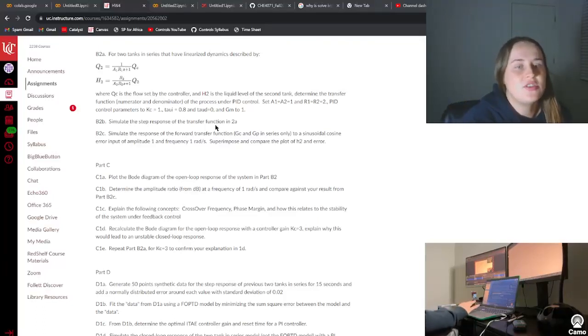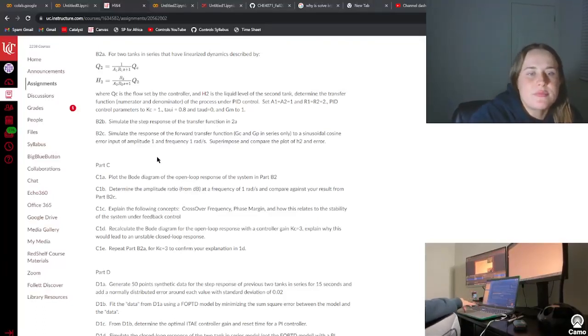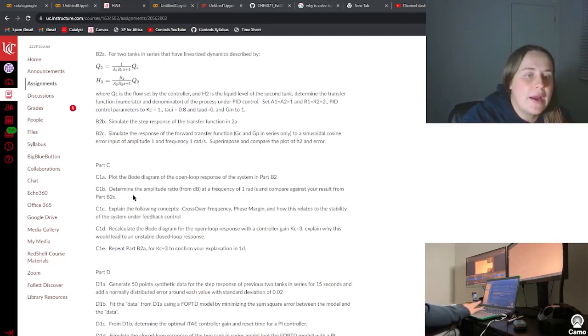Okay, so here we are starting part C. We want to plot our Bode diagram. And I'm actually going to combine 1A and 1B with this. So I'm going to plot these and then I'm going to determine the amplitude ratio from that.